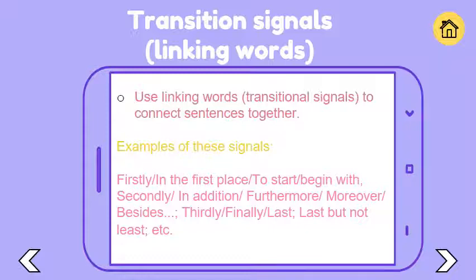Examples of these signals are firstly, or you can use first, in the first place, to start, to begin with, second, secondly, in addition, furthermore, moreover, besides. Since here we're adding information in the whole paragraph, you have to use furthermore, moreover, besides. You can also use third, thirdly, finally, last, last but not least, at the end, to conclude, for example, etc. You have a lot of transition signals that you can use while writing an informational paragraph.